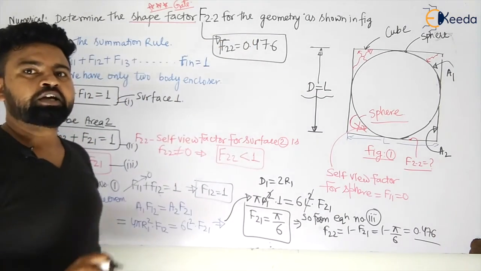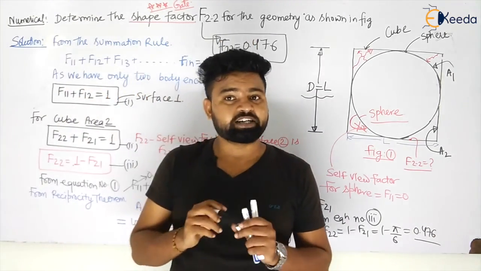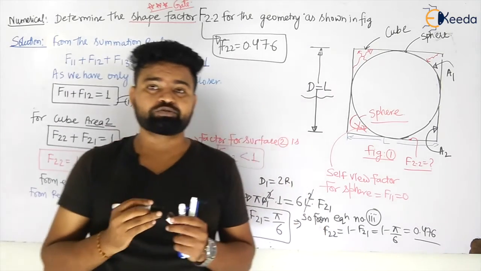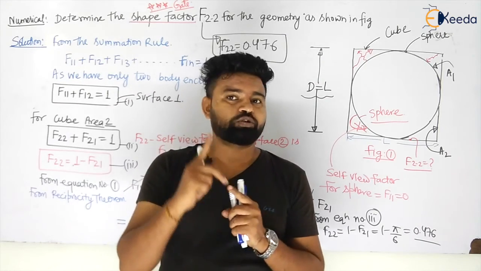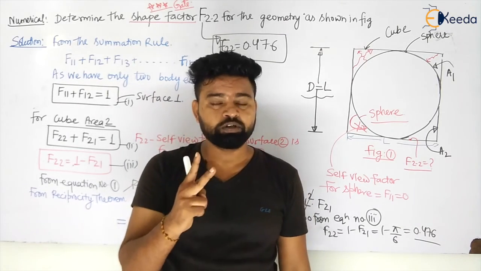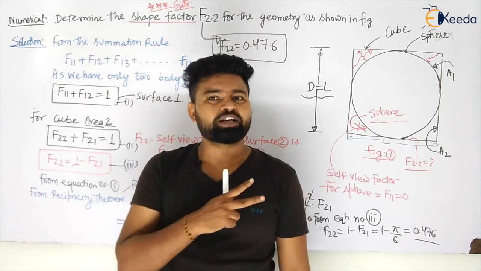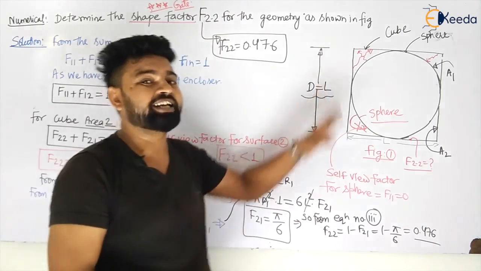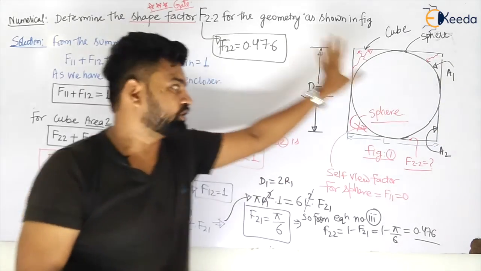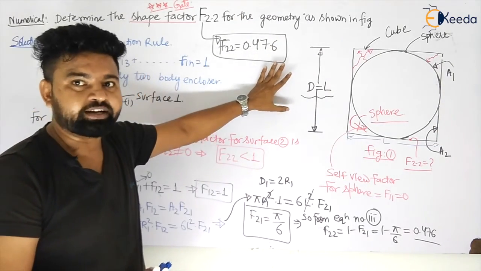So like this you can easily calculate the shape factors for different shapes, my dear students. Hope this concept is clear. You only have to use your summation rule and reciprocity theorem, and you can easily calculate any shape factor, and then you can easily calculate the net radiative heat exchange between the surfaces, because you will need them, my dear students.